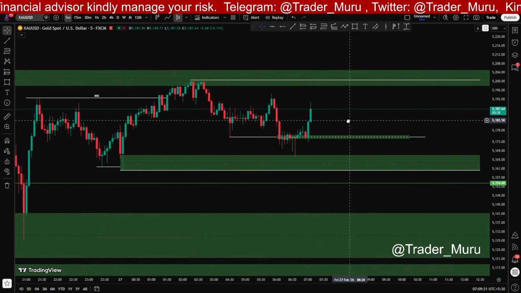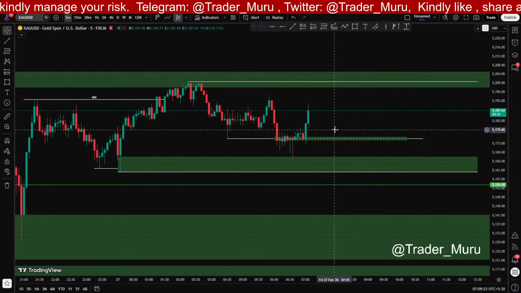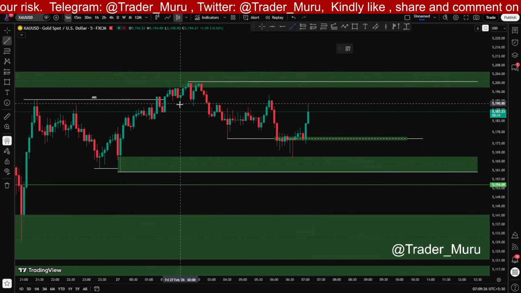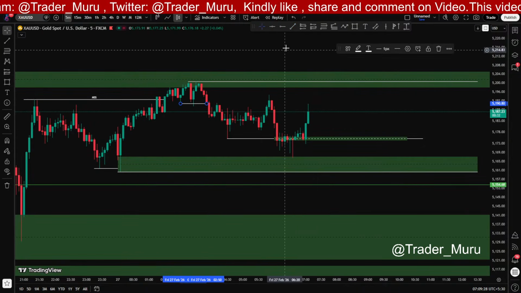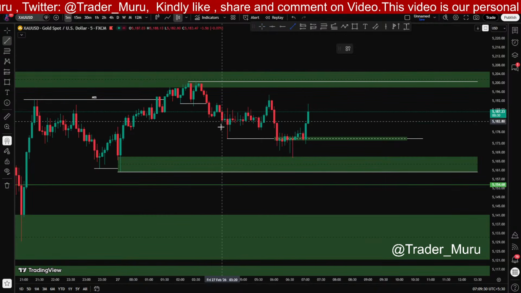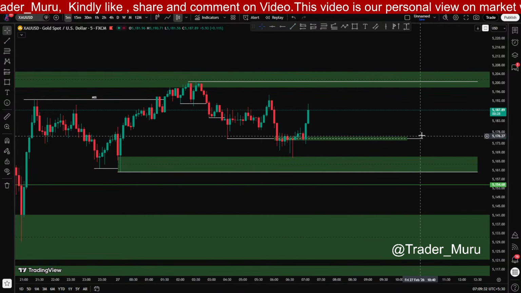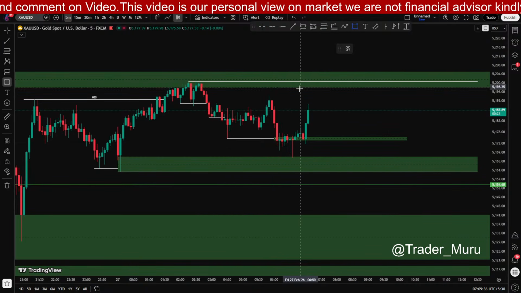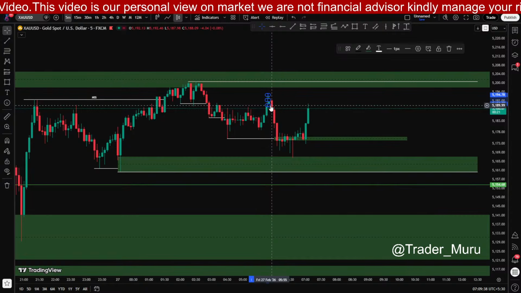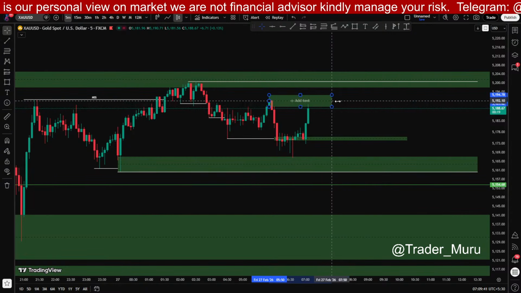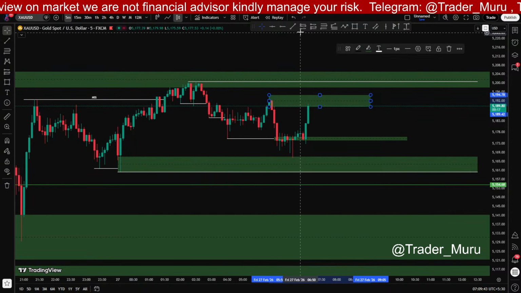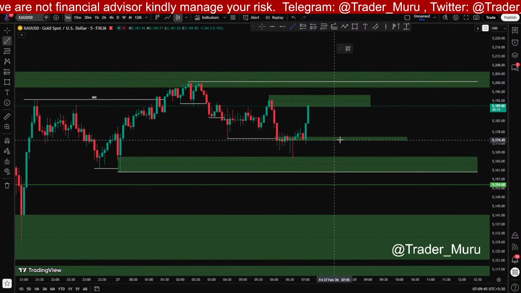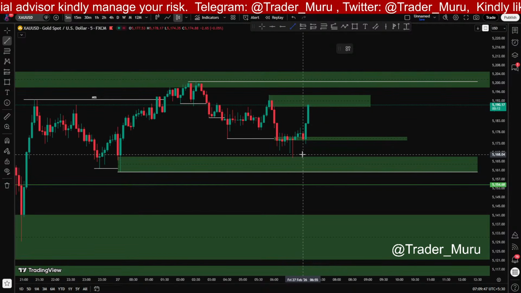In 5-minute time frame, structure is bearish right now. We have this change of character, this breakout structure. This is another breakout structure, and this is resistance, and then it should drop. According to 5 minute, it is bearish.